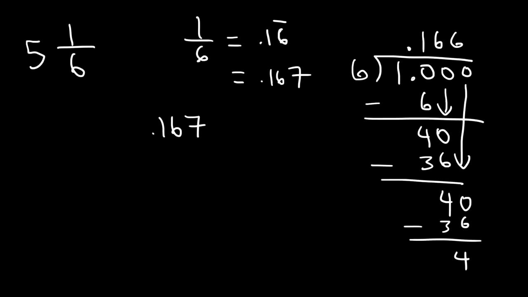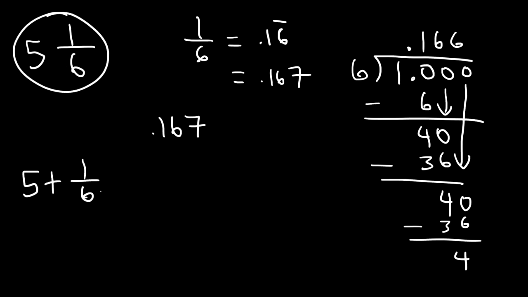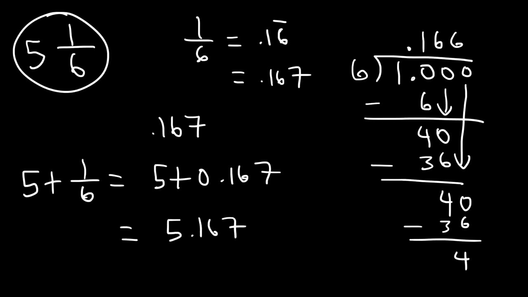Now the number 5 and 1/6, that's basically 5 plus 1 over 6. And 1 over 6 is about 0.167. So the mixed fraction 5 and 1/6 is 5.167. And it is this value that we want to convert into a percentage. So we're going to multiply it by 100.